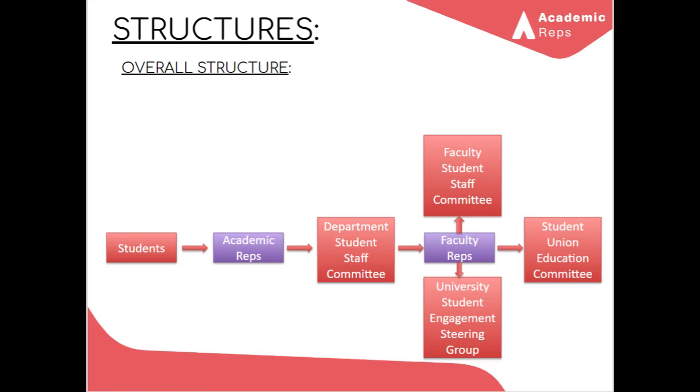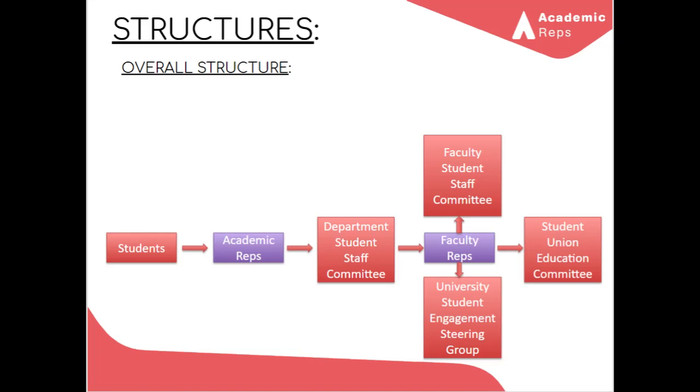What I'm now going to spend a few minutes talking to you about is the university and student union structures and how they influence and impact on academic reps. Really exciting stuff, I know. So, how the structure works overall should be like the visual in front of you, with the purple boxes representing reps and the red boxes representing the groups you'll interact with.